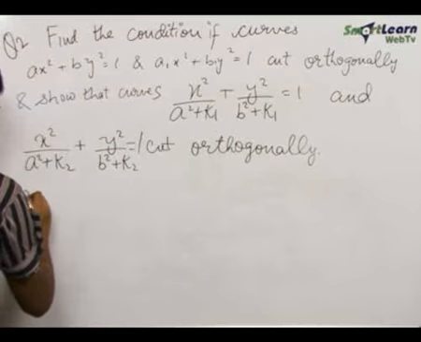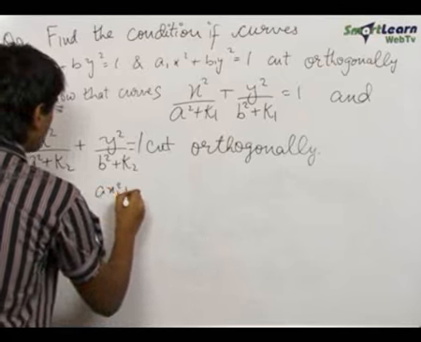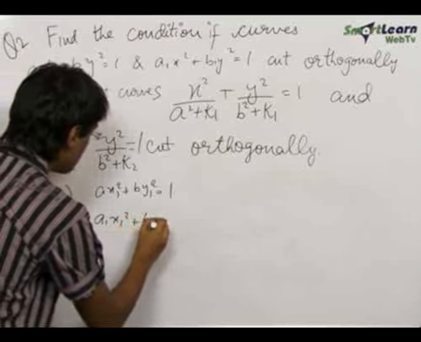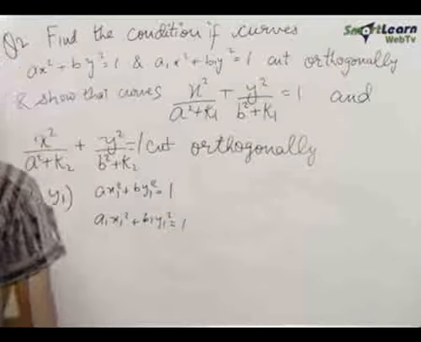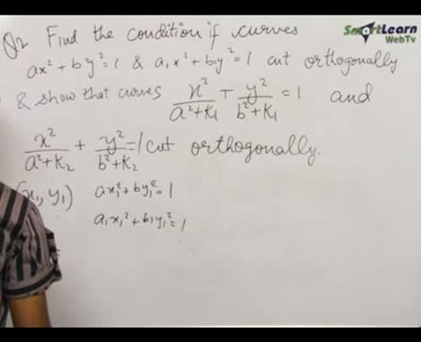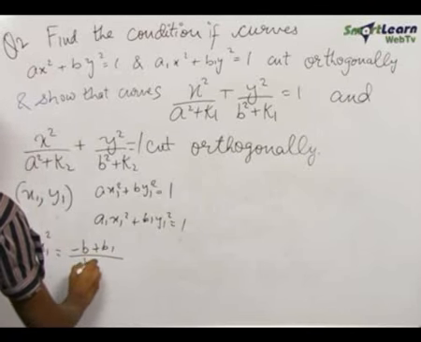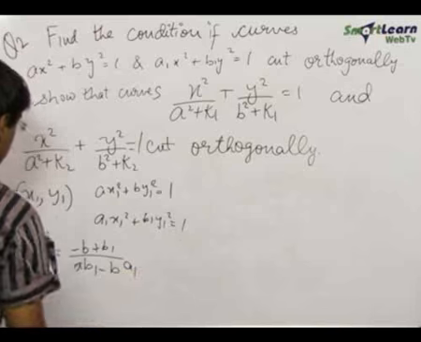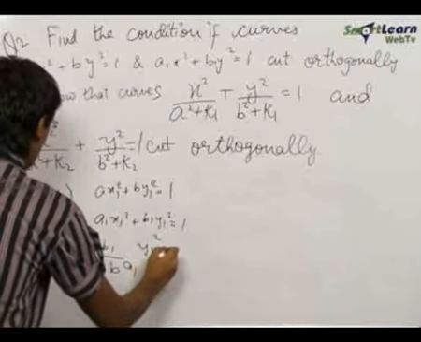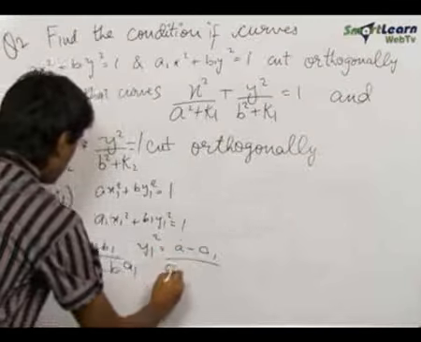First of all, if (x1, y1) is the point of intersection of both the curves, then we have ax1² + by1² = 1, a1x1² + b1y1² = 1. So solving for x1 and y1 from these two equations, we get x1² equal to (b1 − b) upon (ab1 − ba1), and putting the value of x1² over here, we get the value of y1² to be equal to (a − a1) upon (ab1 − ba1).